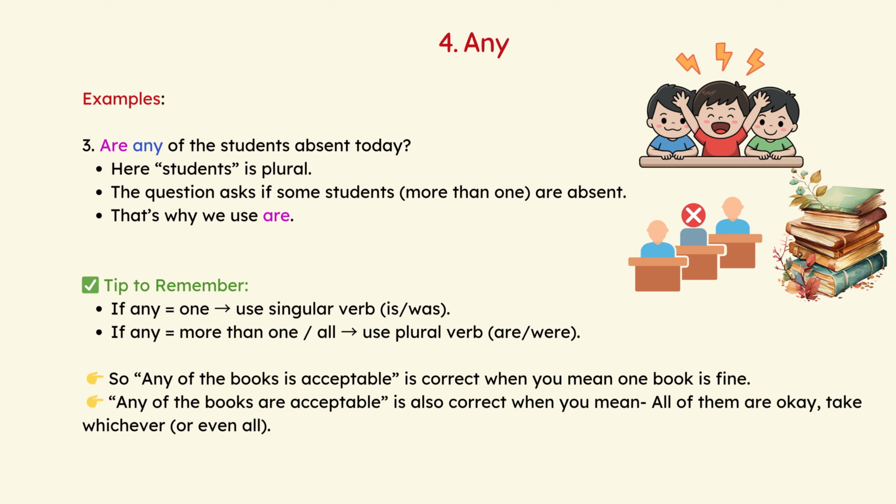Tip to remember: if any equals one, use a singular verb, is, was. If any equals more than one, or all, use a plural verb, are, were. So, any of the books is acceptable is correct when you mean one book is fine. Any of the books are acceptable is correct when you mean more than one or all of them are okay.